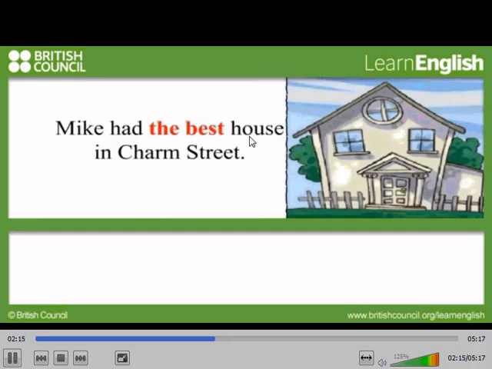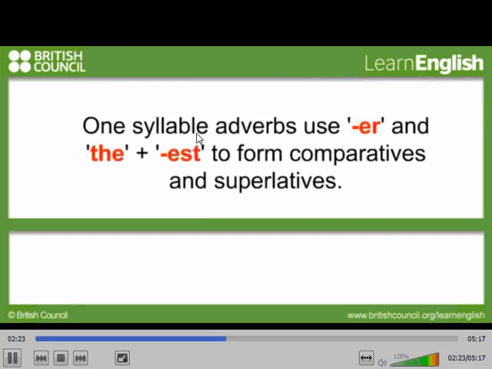Mike had the best house in Charm Street. So here I'm using the superlative. I put the plus the word best. So let's stand here and explain from the very beginning.